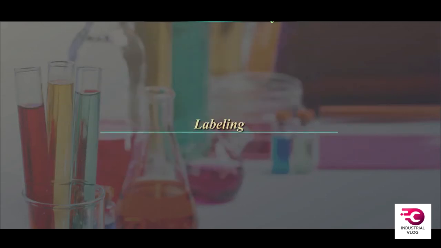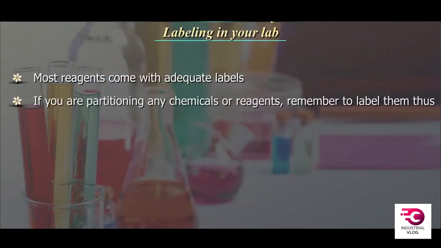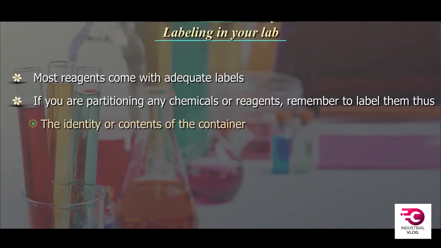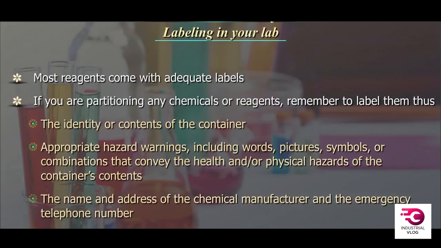Labeling in your lab. Most reagents come with adequate labels. If you are partitioning any chemicals or reagents, remember to label them thus. 1. The identity or contents of that container. 2. Appropriate hazard warnings, including words, pictures, symbols or combinations that convey the health and/or the physical hazards of the container's contents. 3. The name and address of the chemical manufacturer and the emergency telephone number.